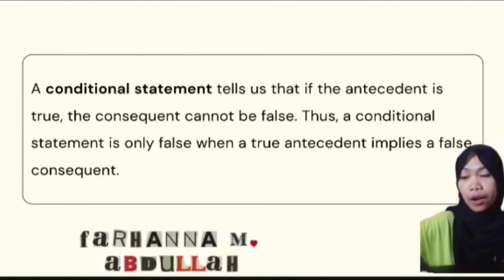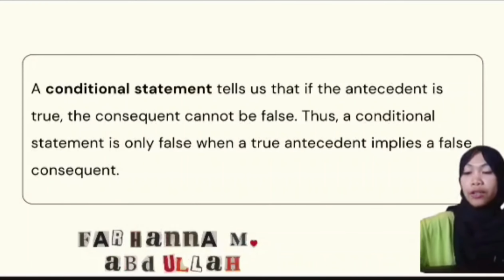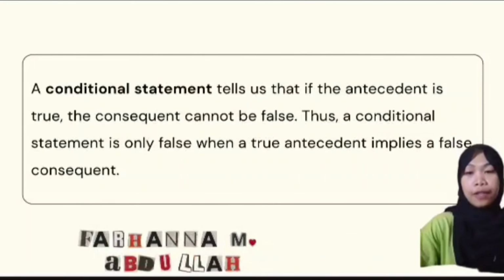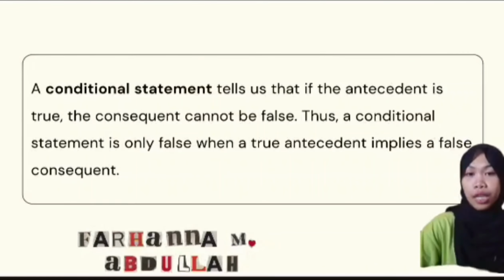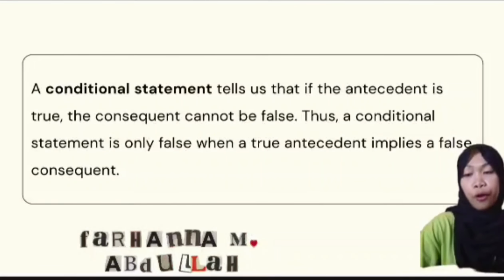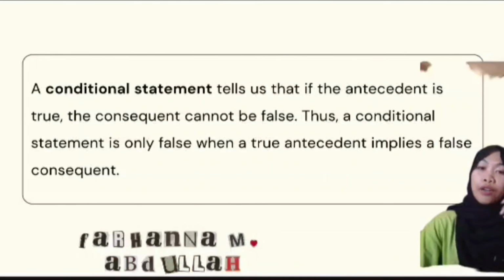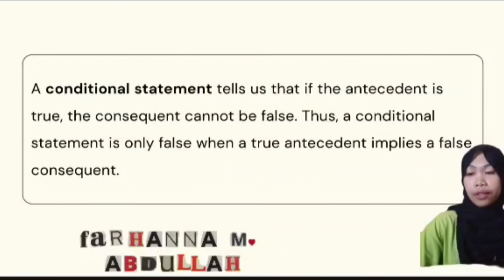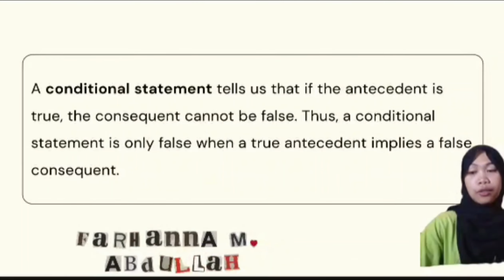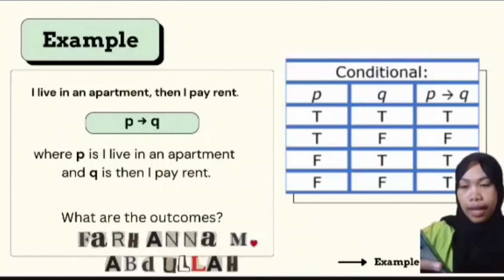Okay, so let's proceed now to the rules of the conditional statement. The conditional statement tells us that if the antecedent is true, then the consequent is true or cannot be false. The conditional statement is only false when a true antecedent implies a false consequent. In order for us to understand more about the rules of the conditional, I will show you the truth table of the conditional. So now let's proceed to the next slide.